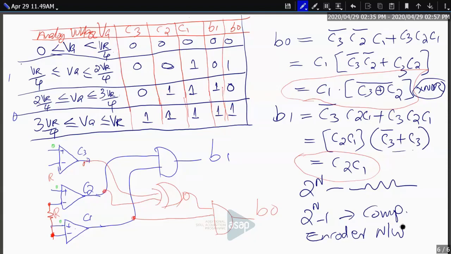It is called flash because the outputs are produced at a faster rate. But if you think about a practical case of, say, an 8-bit analog to digital converter, then we require 2 raised to n minus 1, which is 255 comparators.